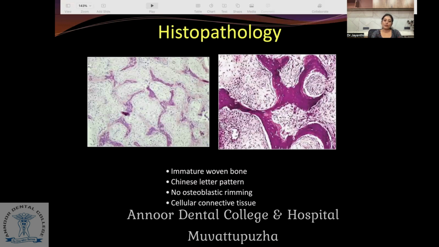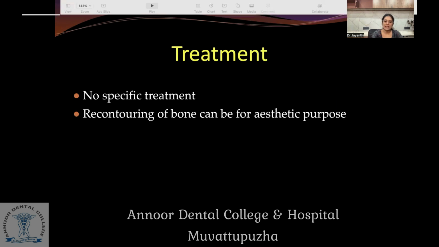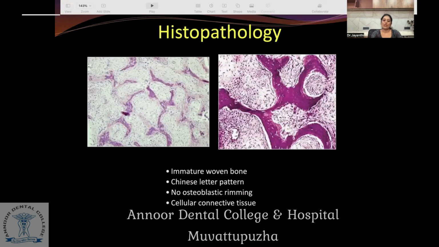Therefore, in the microscopic appearance of fibrous dysplasia, you will see first immature woven bone. This immature woven bone is arranged in a specific pattern called the Chinese letter pattern. You can all check Google images to see how Chinese script looks. Most of it has a curved appearance, which means the bone has a curved or C-shaped appearance similar to a Chinese letter pattern. So this is called the Chinese letter pattern.